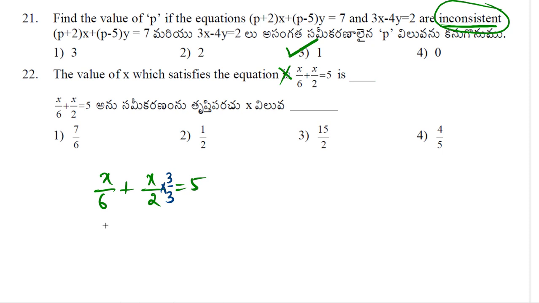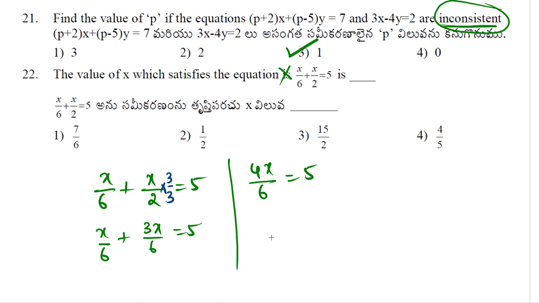So we will get x by 6 plus 3x by 6 equal to 5. So we can write x plus 3x, that is 4x by 6 equal to 5. From that we get x equal to 4 by 6. If you send this 4 by 6 to the right side, it will be 6 by 4, then times 5. This is equal to, let us cancel, 2 times 2 and 2 times 3. So this will be equal to 3 times 5 is 15. So 15 by 2. Option 3 is correct.